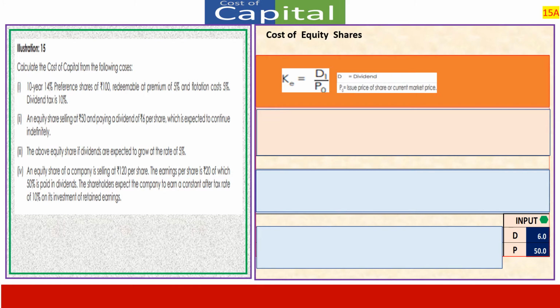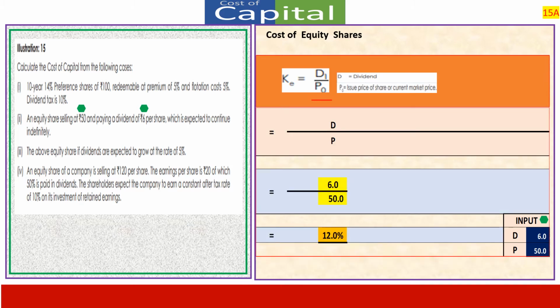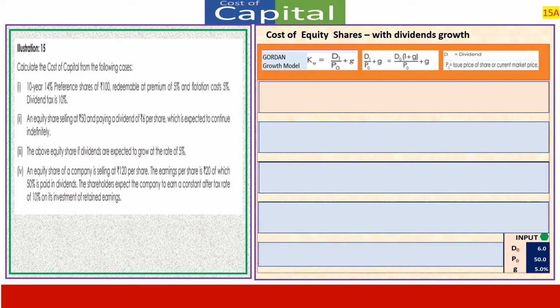Second, an equity share selling at rupees 50 and paying a dividend of 6. Sales price 50, dividend 6. No growth, and it is continued indefinitely. The equation is very simple. Dividend divided by price. Simple. 6 by 50 means 12 by 100. 12%. This is a simple solution in respect of the equity share.